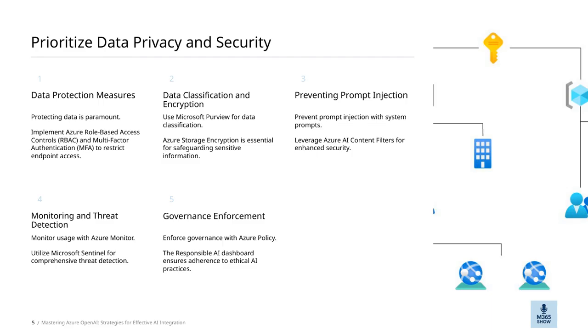When it comes to data classification and encryption, tools like Microsoft Purview help us categorize our data properly. Coupled with Azure Storage encryption, we can safeguard sensitive information effectively. Finally, protecting data overall is paramount. Implementing Azure role-based access controls and multi-factor authentication ensures that only authorized users can access critical endpoints, reducing the risk of data breaches. All these measures come together to create a robust security posture, allowing us to confidently integrate AI into our operations while maintaining the highest standards of privacy and security.